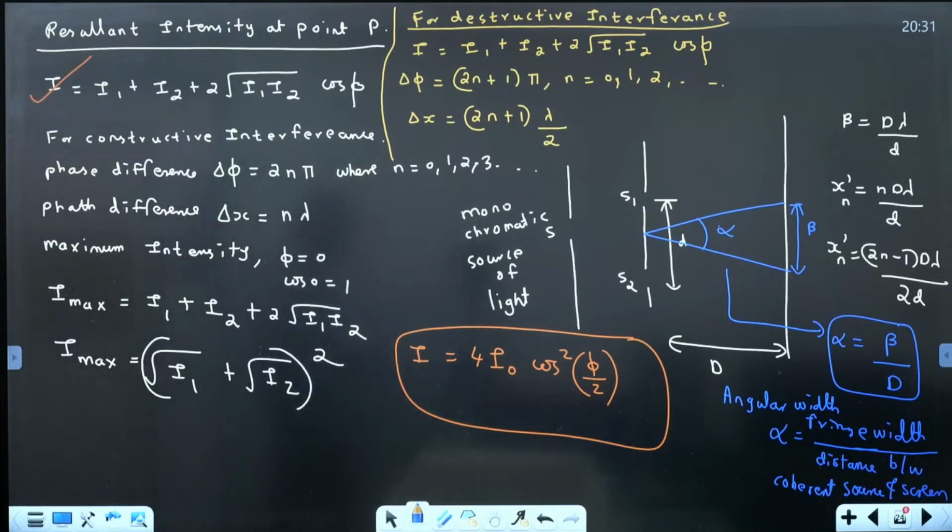Angular width alpha is equal to fringe width by distance between coherent source and screen. Alpha is equal to beta by D.